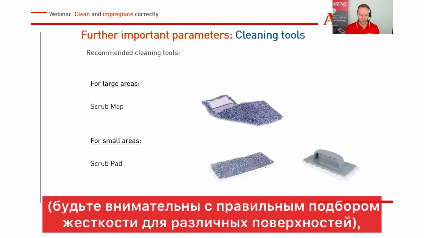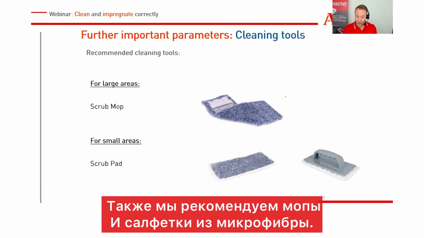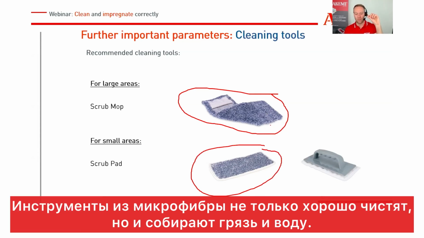Now, what are these tools? We recommend for large areas one is this single disc machine, 17-inch single disc machine with some scrub pads. They are usually good. Also some scrub brushes on a stick or so. What we also have in our program, which is very effective, is a scrub mop. This is a microfiber mop. Also, we have it in a pad for hand application with some hard, strong nylon brushes in it.